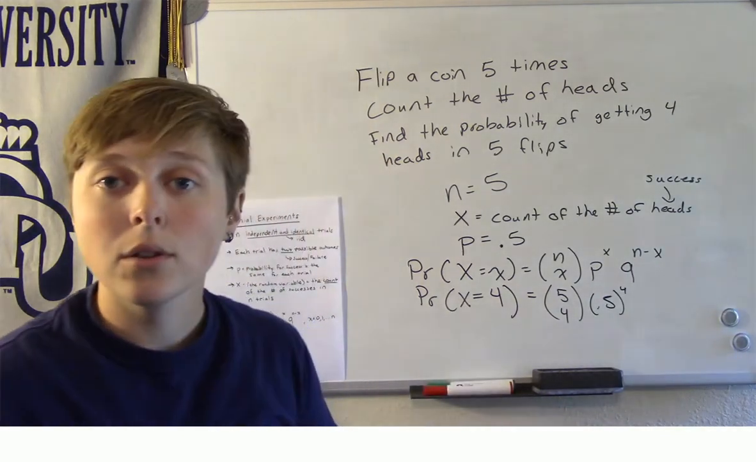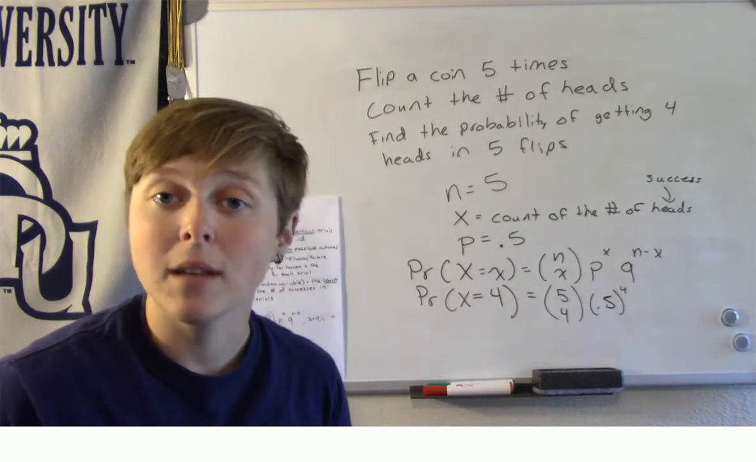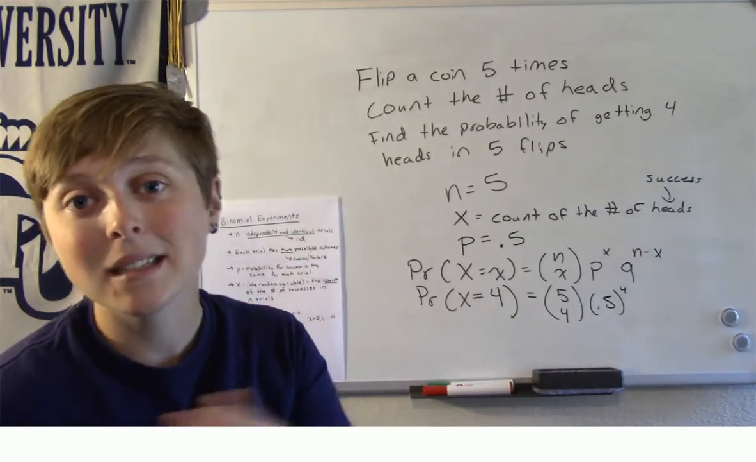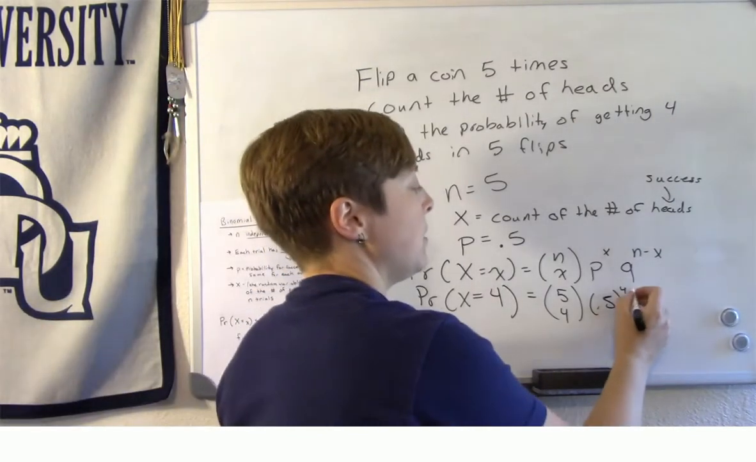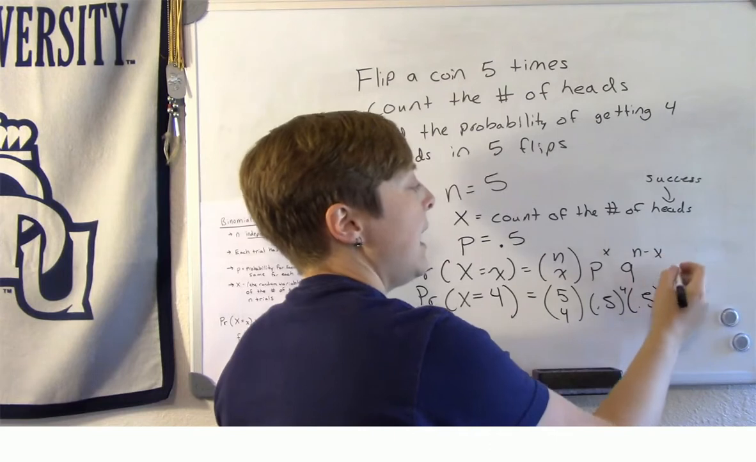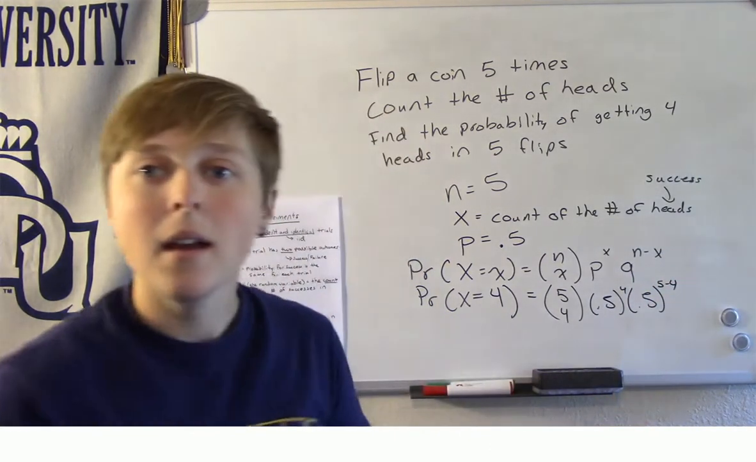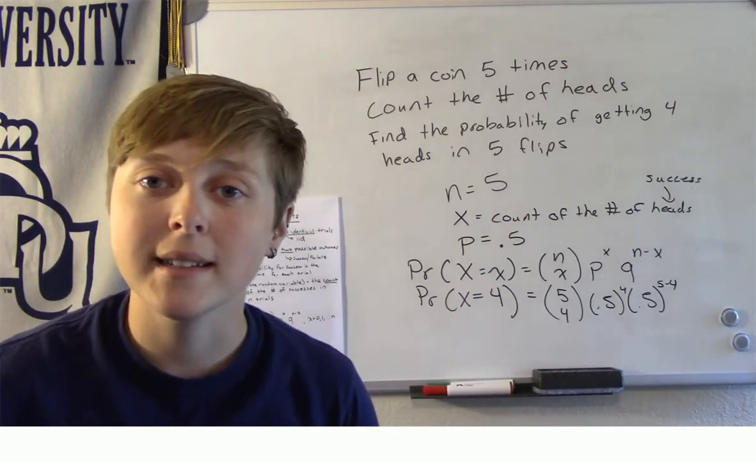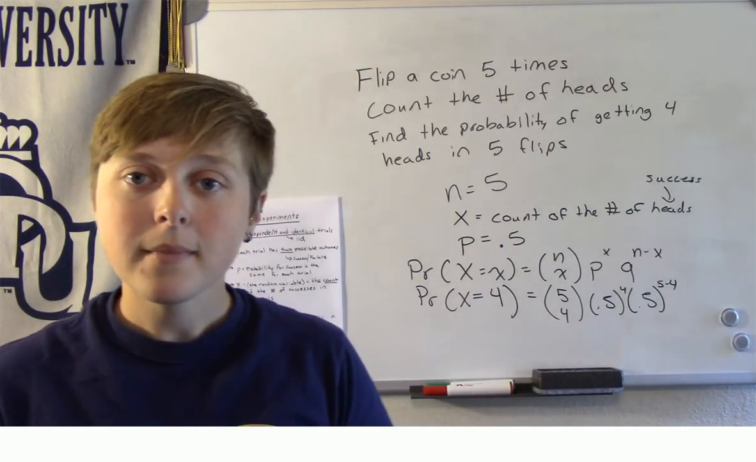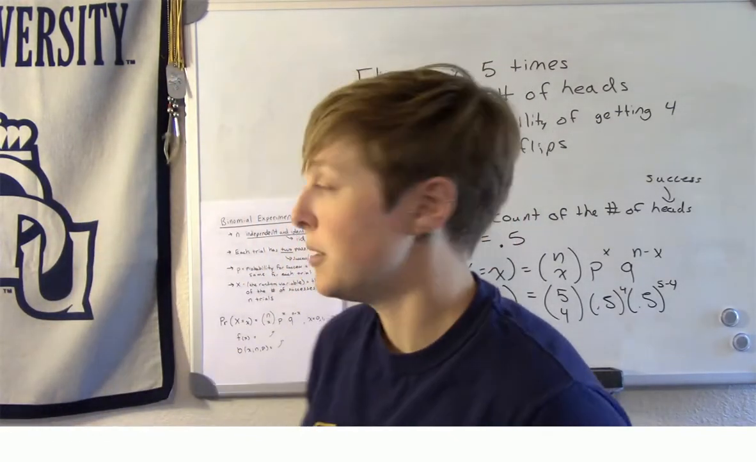Q, what's q? Q is the probability of failing, so that means the probability of getting a tail in this case. What's the probability of getting a tail? It's also 0.5. N minus x would be 5 minus 4. You go ahead and solve that out, and you can find the probability of getting 4 heads out of 5 flips. So that's a very simple example for the binomial distribution.